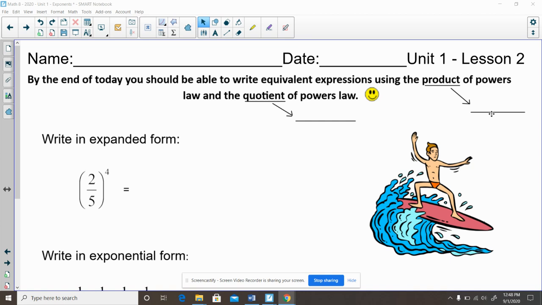This is Mrs. Tripoletti again. I'm here with Unit 1, Lesson 2. By the end of today, you should be able to write equivalent expressions using the product of powers law and the quotient of powers law. This is our goal for today.